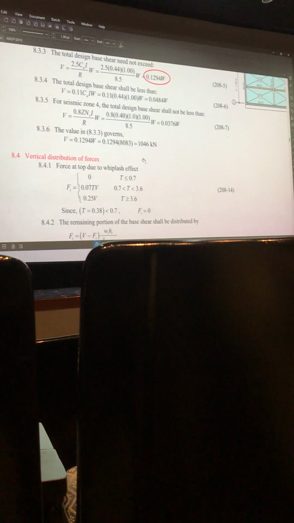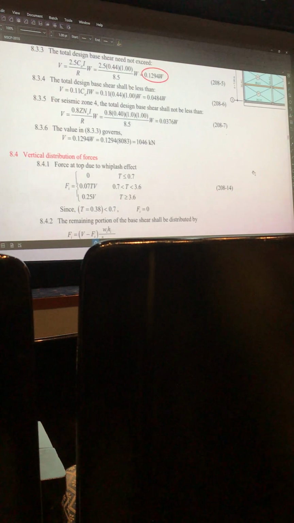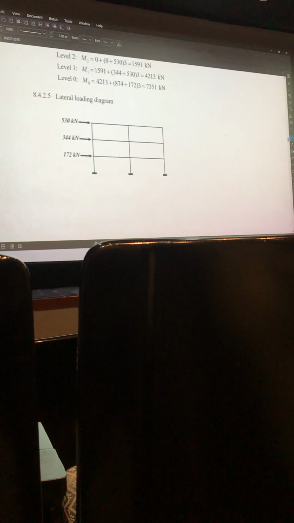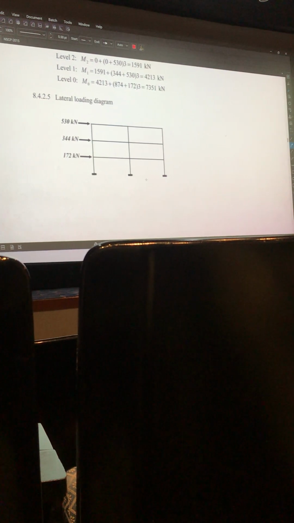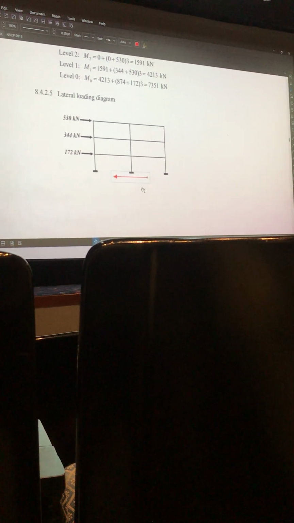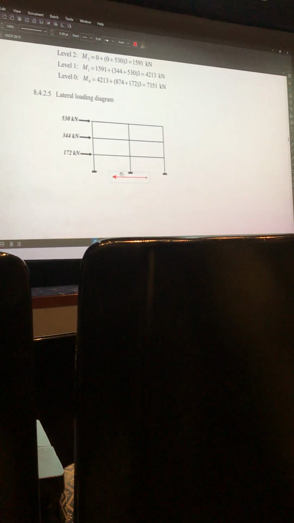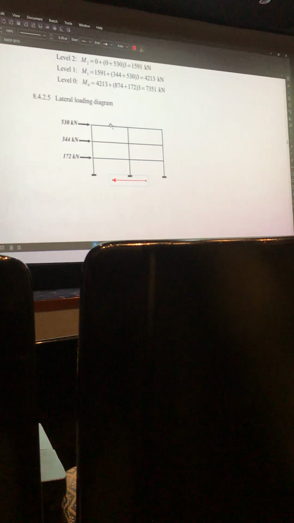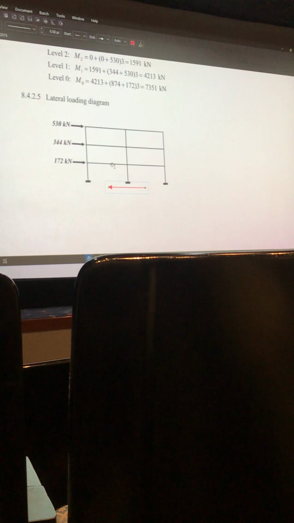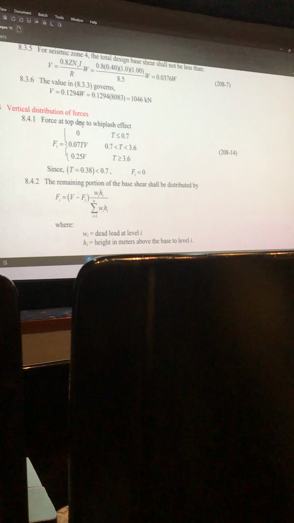Now the next step will be to distribute the base shear to the different levels of the building. So here in the representation, we have our base shear. This is the shear at the base, V. What we will do next is distribute this to the different levels. So how much of the base shear is acting at the roof deck level, at the third floor level, and at the second floor level. So that is the purpose. This is called the vertical distribution of forces.